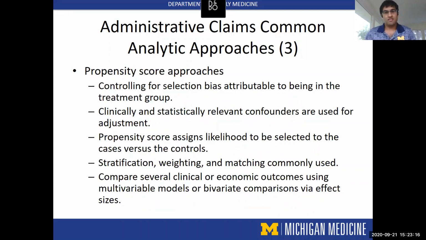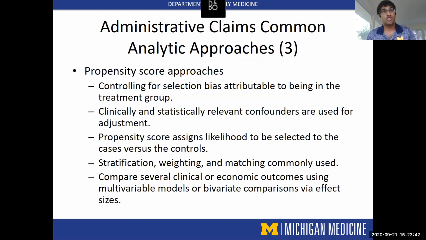In addition, also commonly applied are propensity score approaches. There are also instrumental variables that are used, although not used quite as often, I think, in our health policy, health services space. But propensity scoring has been used in our studies, and this is really to control for selection bias attributable to being in the treatment group.